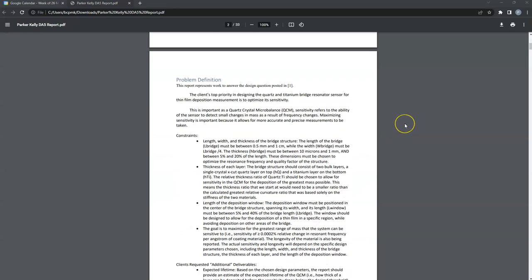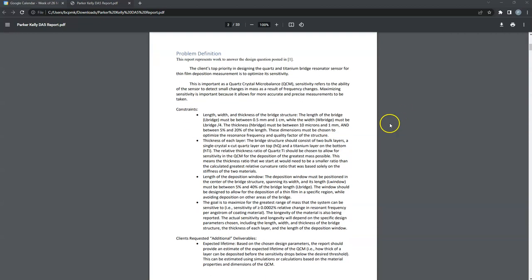So, the problem this time was to design a quartz and titanium bridge resonator sensor for thin film deposition measurement to optimize its sensitivity. The constraints we had for this problem were the length, width, and thickness of the bridge structure, the thickness of each layer, the length of the deposition window, with the goal to maximize for the greatest range of mass that the system can be sensitive to.